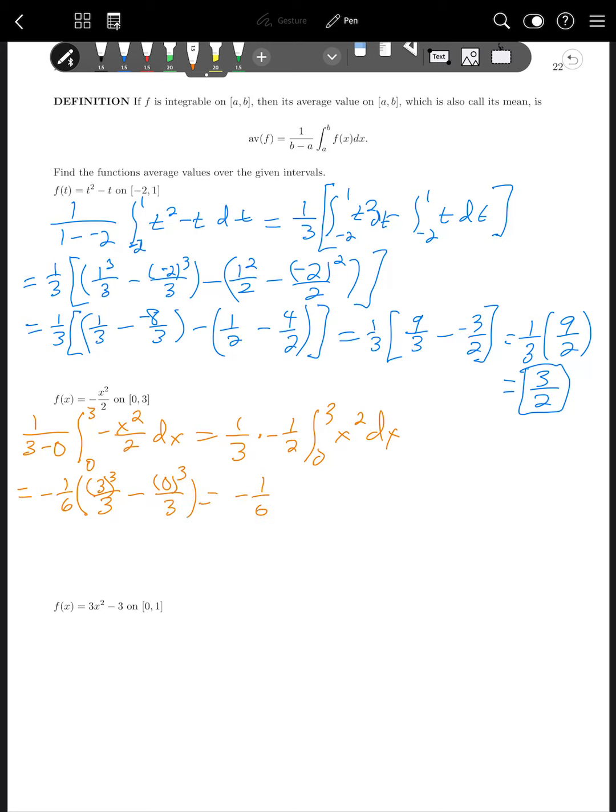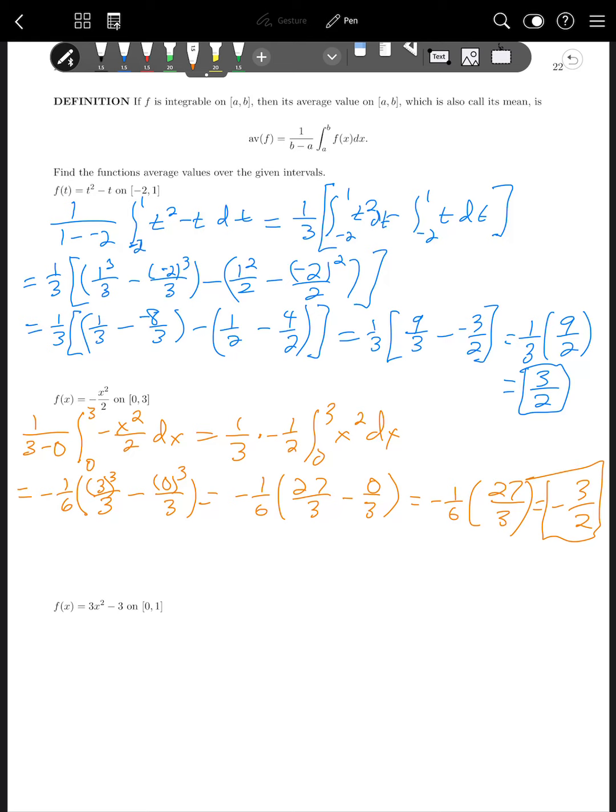So this is negative 1/6 times 27 over 3 minus 0 over 3. So negative 1/6 times 27 over 3, when we multiply those together, we get negative 3/2.